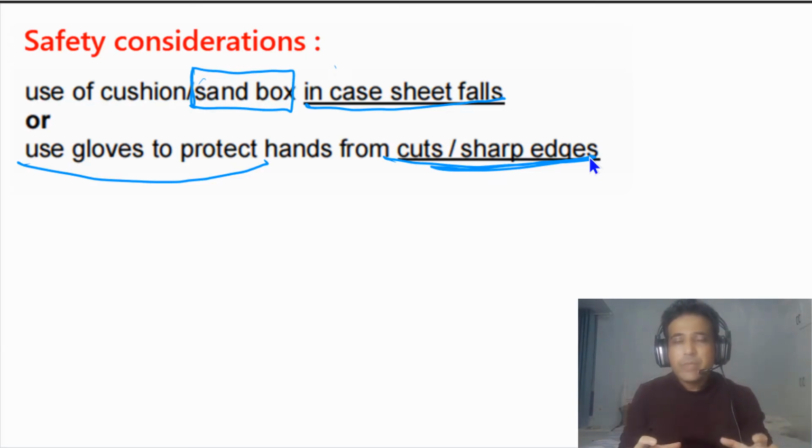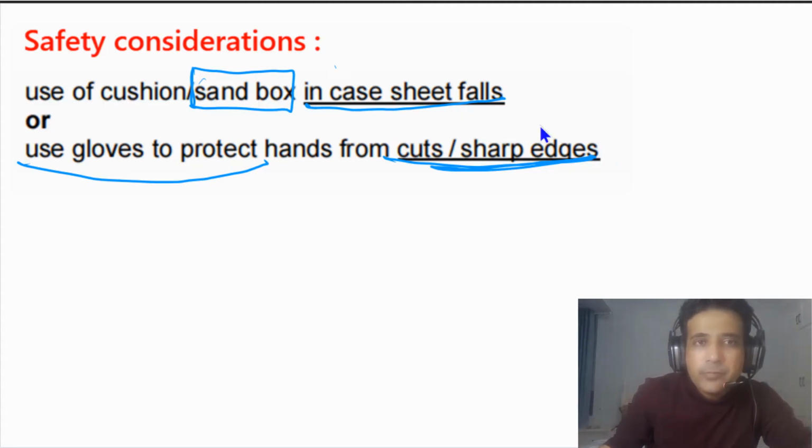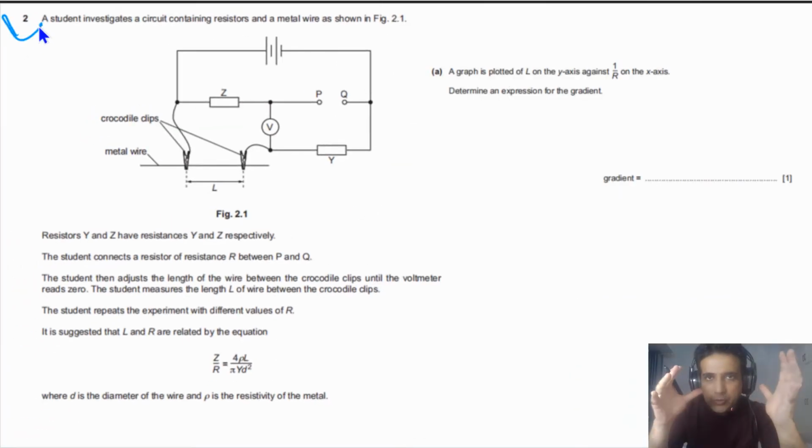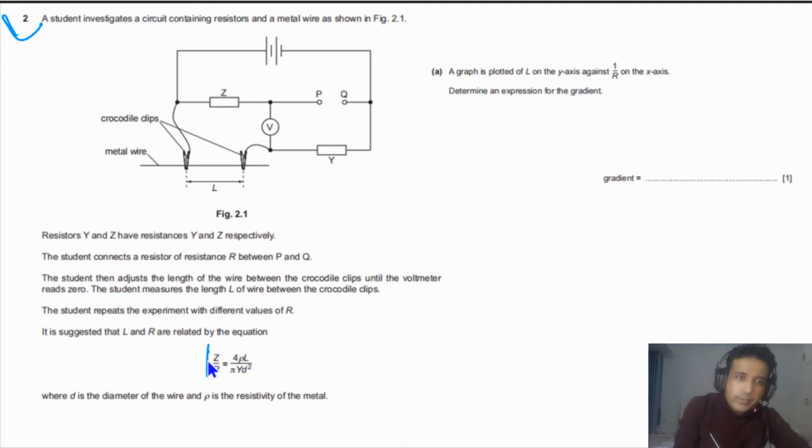I hope you're quite clear about question 1. So it's time for question 2 now. We will just go directly to question 2. For question number 2, it is very important that you understand this question, meaning you read this question carefully. At least you need to understand what these quantities are representing.